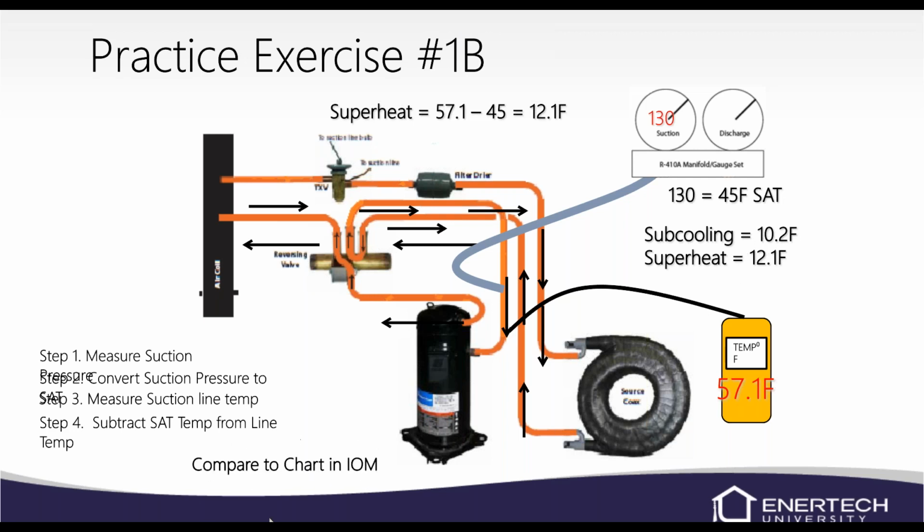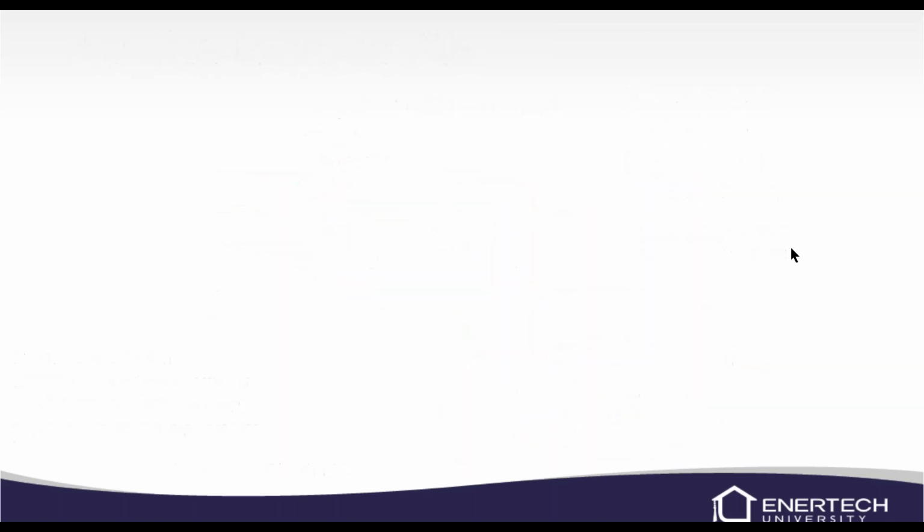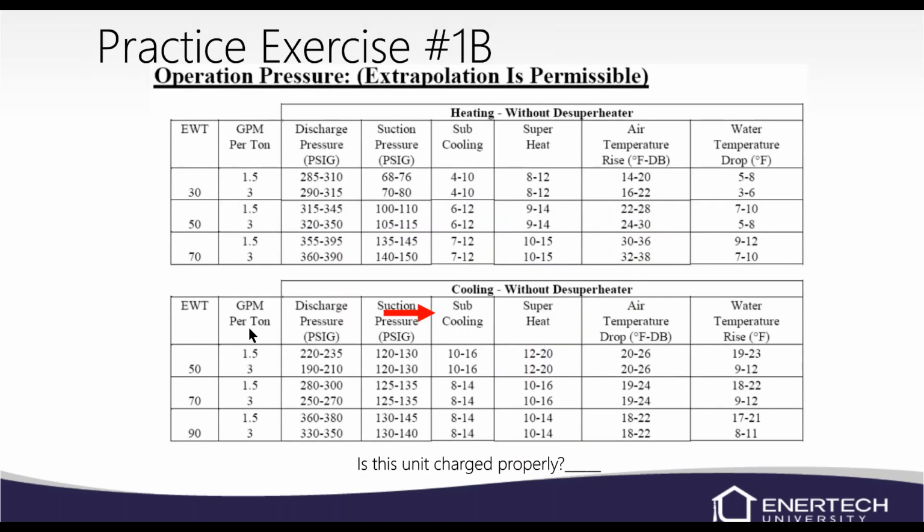So we'll have to look in the IOM and we'll compare. It doesn't look too bad if we look at our 10 and 10 rule of thumb. But we can look in the IOM, 8 to 14 and 10 to 14. So our subcooling is within range, and our superheat is within range. So yeah, it's operating properly.